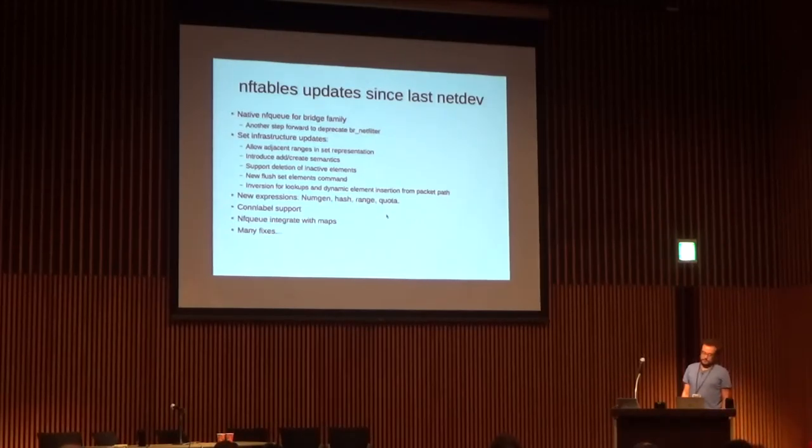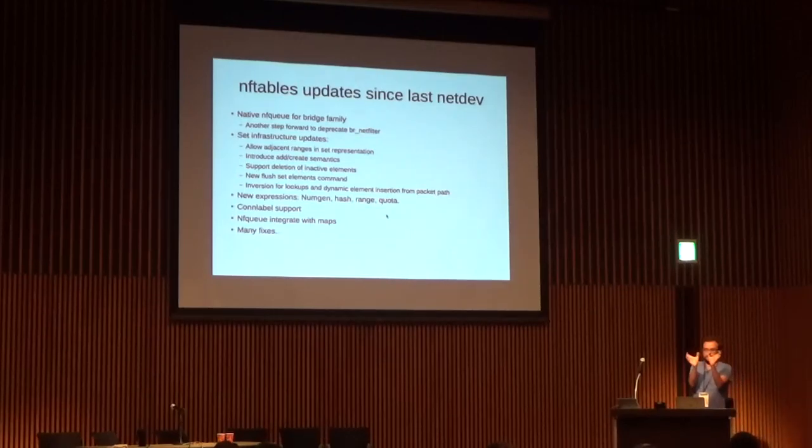And quite a lot of updates on the set infrastructure. Now we are supporting adjacent range in the set representation. We still need a bit of code in user space to basically merge this adjacent range while updating. So what happens at this moment is that we keep both adjacent ranges in the kernel, but it should be very easy to implement from user space with the logic that we already have in kernel space.